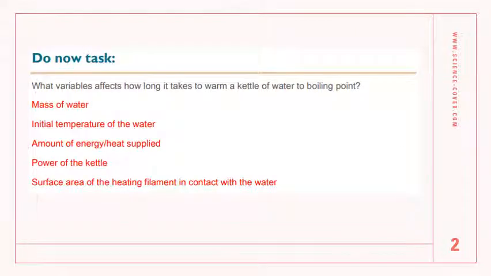Let's look at the answer to the Do Now task. What variables affect how long it takes to warm a kettle of water to boiling point? The mass of the water, the initial temperature of the water, the amount of energy or heat supplied, the power of the kettle, or the surface area of the filament in contact with the water.